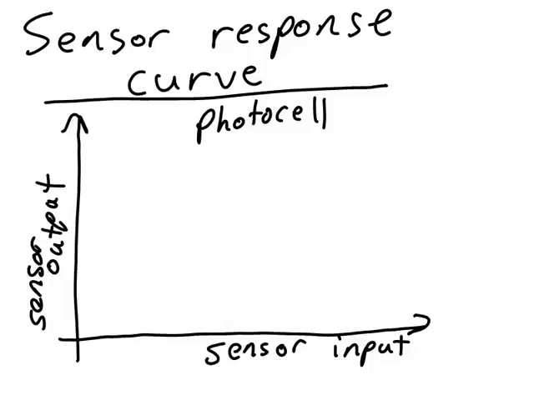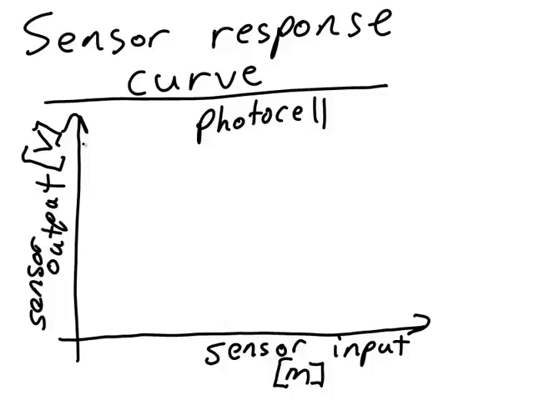Let's suppose that instead of using the photocell to measure light intensity, we're going to use the photocell to measure distance to an object. In this case, the sensor input is the thing we're trying to measure, which would be distance units, like meters. Now, in order to measure the sensor output, we would need to hook up the photocell in a circuit to convert the resistance to a voltage that we could measure. So in this case, the sensor output would be volts.